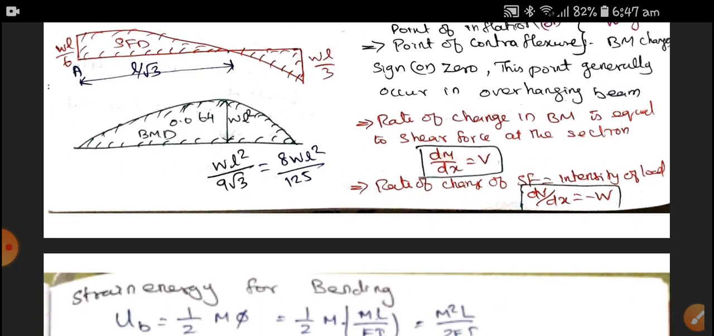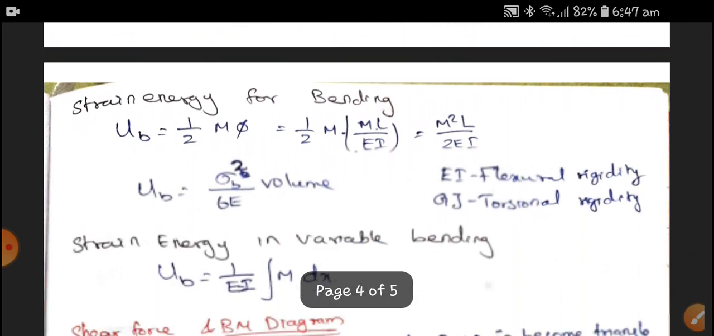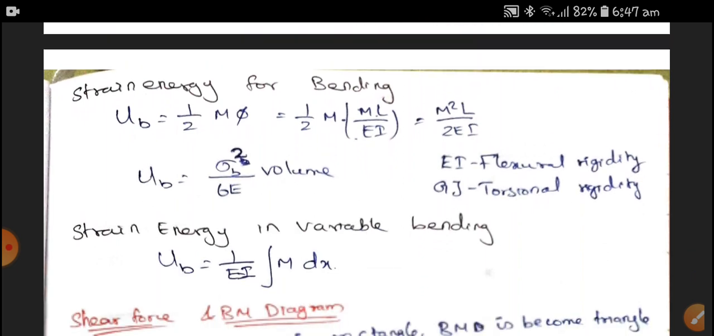Okay, next is the strain energy. Strain energy of the bending: Ub is equal to half M into phi, where M is the bending moment and phi is the deflection. We know that for the deflection we have a formula. Therefore, half into ML divided by EI. Therefore, M square L divided by 2EI.